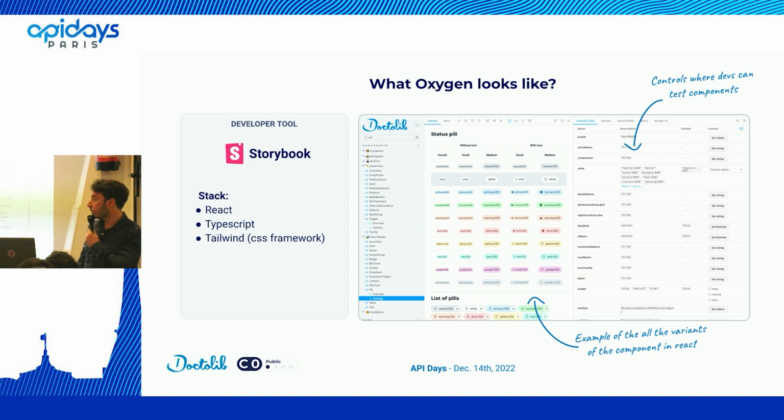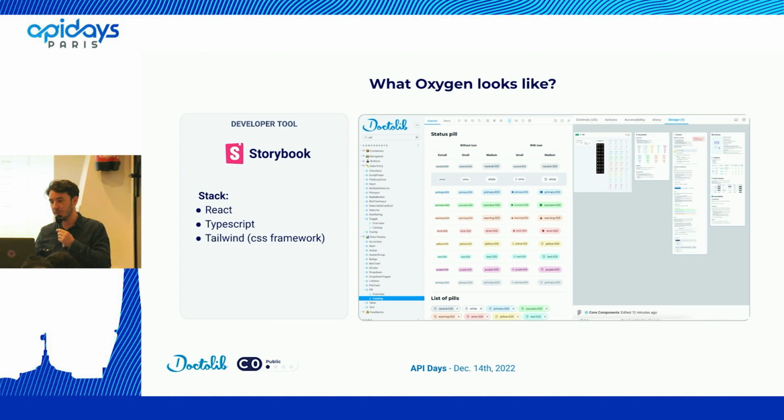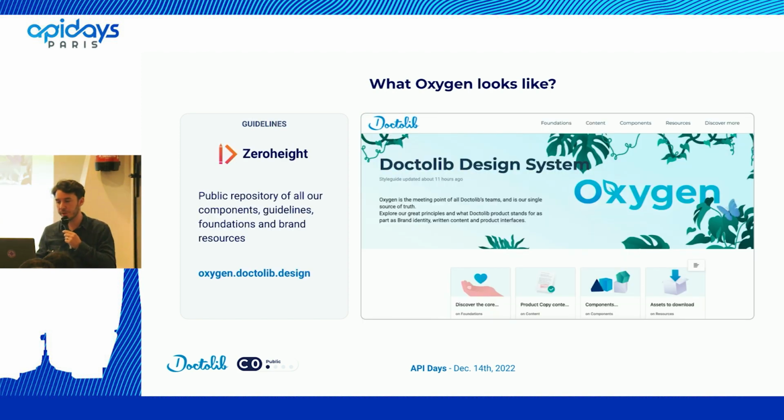On the developer side, we are using Storybook, so you get the same component here on Storybook with all the components. Of course, the developer can play with the component using the properties directly on the right. And we also embedded Figma directly in Storybook. So a developer can see the component, play with the component, and read guidelines. No need to leave Storybook. And we're using Oxygen, the URL I mentioned to you, as a public repo.